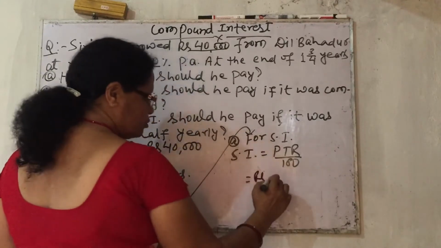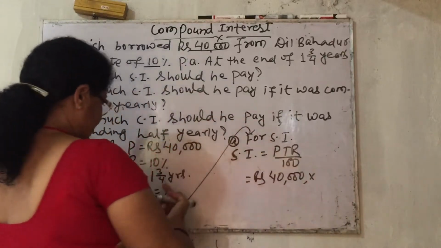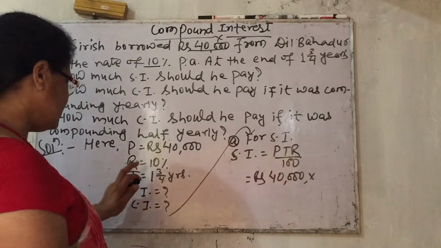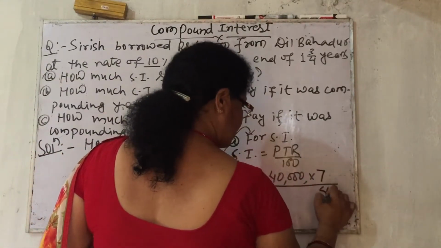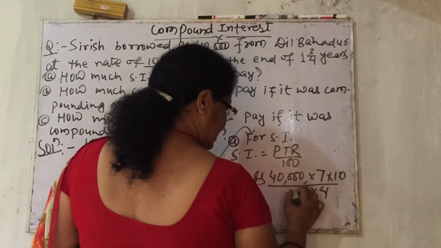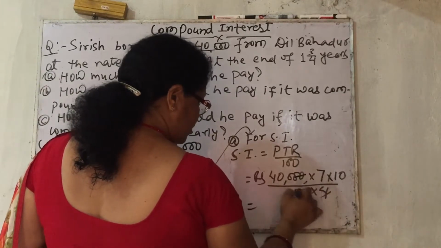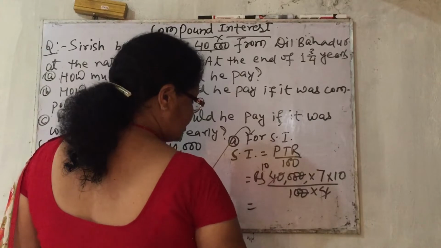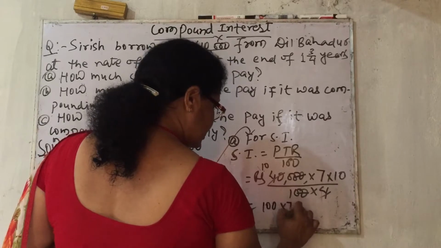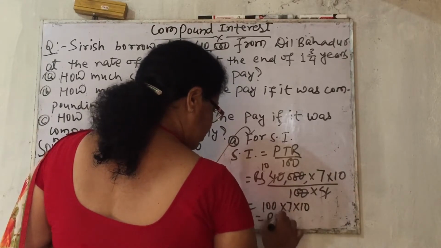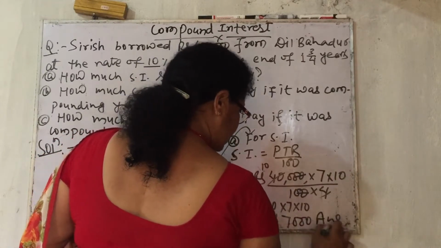P is how much given here? 40,000. So write down rupees 40,000. T is given, 1 3/4, that is 7 by 4. 7 by 4 into R is given 10 and here 100. So 4 cancels with 40,000, 10,000. One more 0 is here. So 100 into 7 into 10. That means altogether it is 7,000, answer.